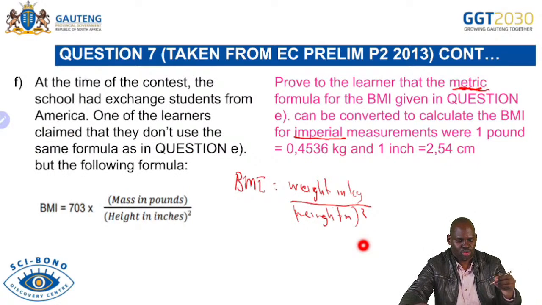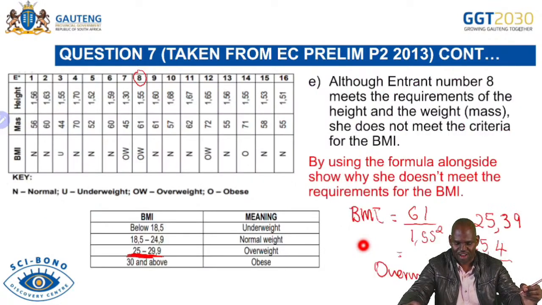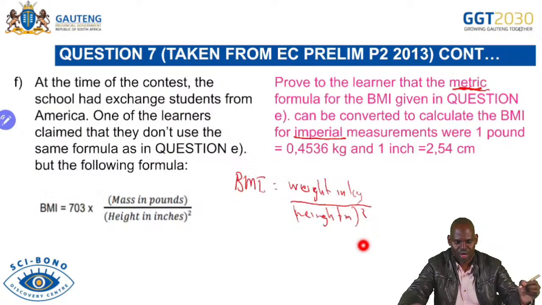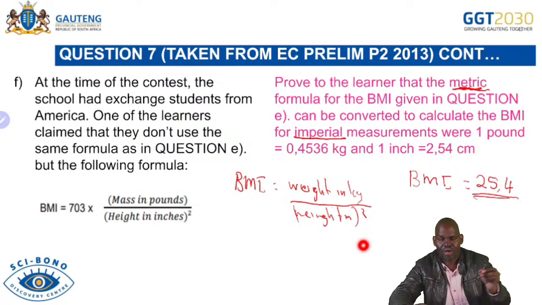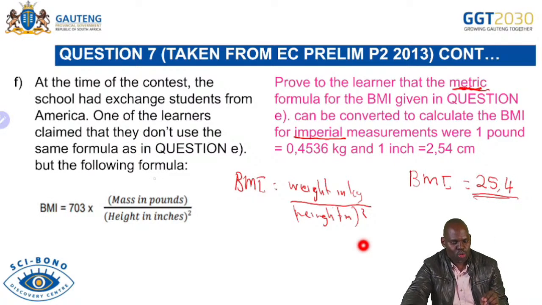So we have to do the substitution. Remember the answer that we got in E, the BMI, is 25.4. Now, are we going to get the same answer if we use this formula as well? Are we going to get the same answer?